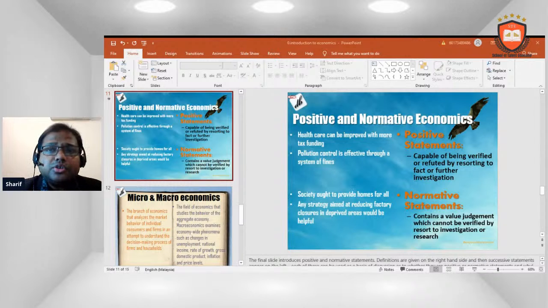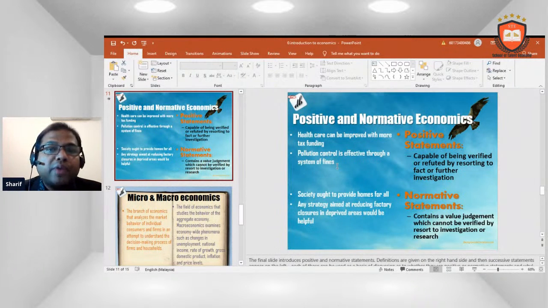In a challenging situation, if we want to understand our economy, we have to understand how we can figure things out, and how we can understand our healthcare system. This is very important. Pollution control is effective through a system of fines. So we have a lot of pollution and a lot of activities. If pollution can play a major role, we have to be very effective on that particular point.